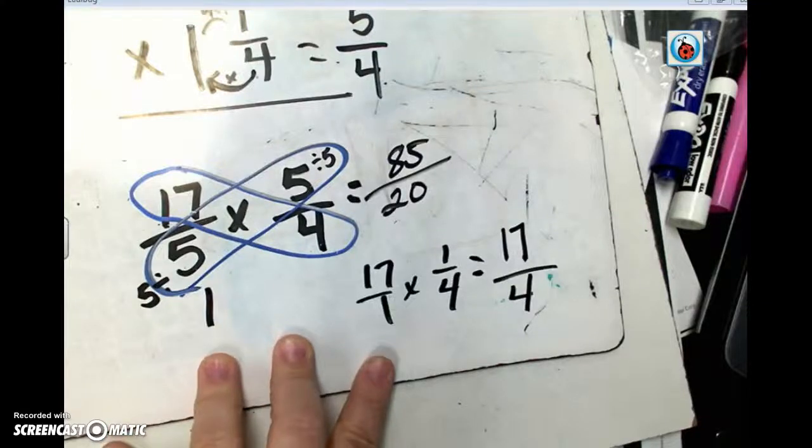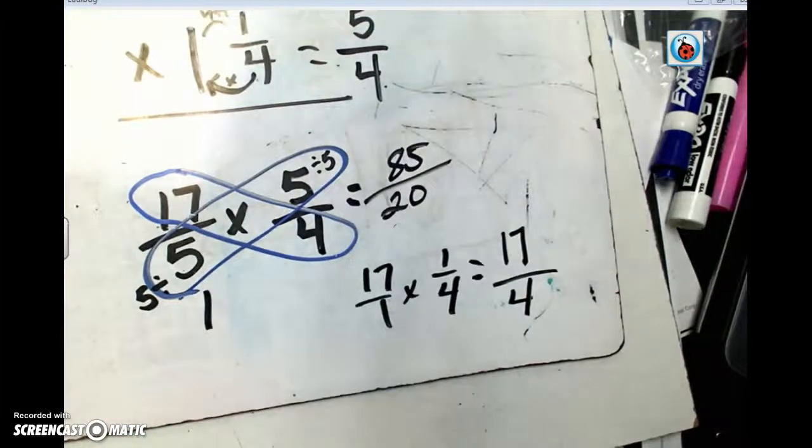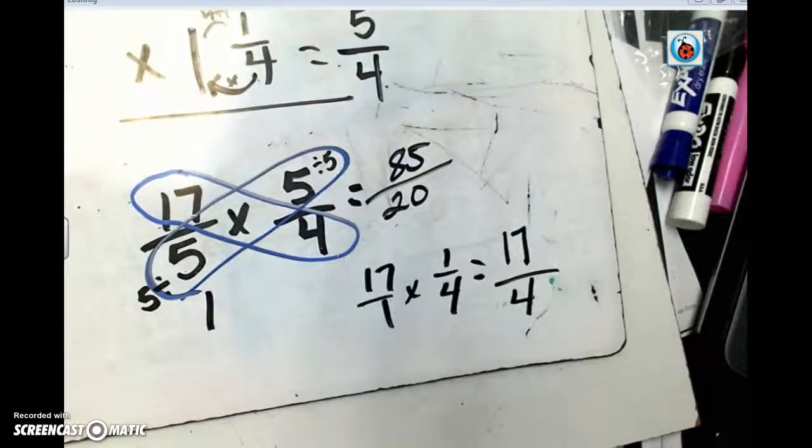It's an improper fraction, so I have to convert it back to a mixed number. I will tell you, you're going to have to do this on almost every one of them. Typically, you will do it on every one of them. If you convert them from a mixed number to an improper fraction so that you can multiply, 9 times out of 10, that final answer you're going to have to convert back to a mixed number.